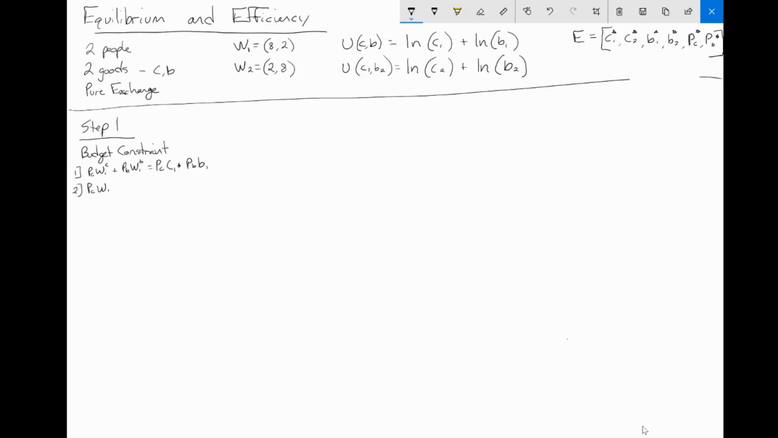Now notice here that both agents face the same prices. So whereas we have person one's initial endowment and person one's consumption, we don't have person one's price and person two's price. They both face the same price. There's only one price in the economy. Okay, so that's step one, budget constraint. So we've now defined that. Step two.